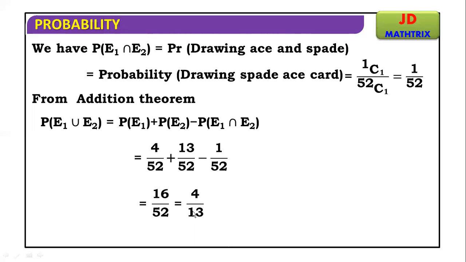When a card is drawn from a pack of 52 cards, what is the probability of getting spade or queen, spade or king, spade or jack? Like, when a card is drawn at random, what is the probability of getting heart or king, heart or queen, heart card or jack card?